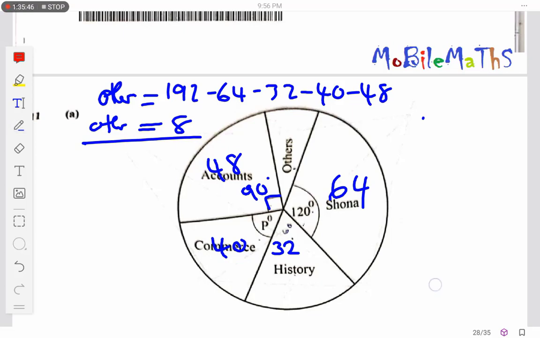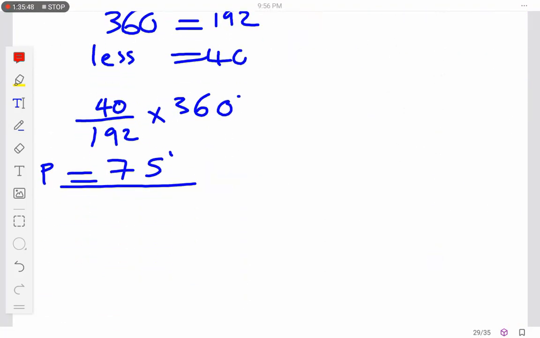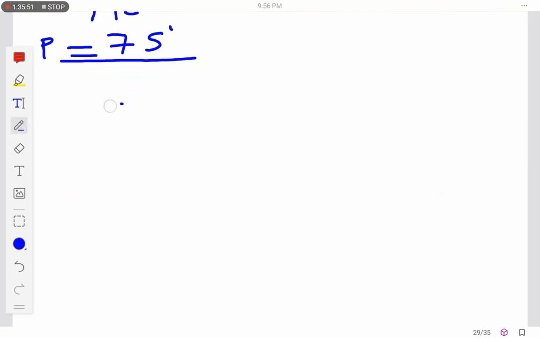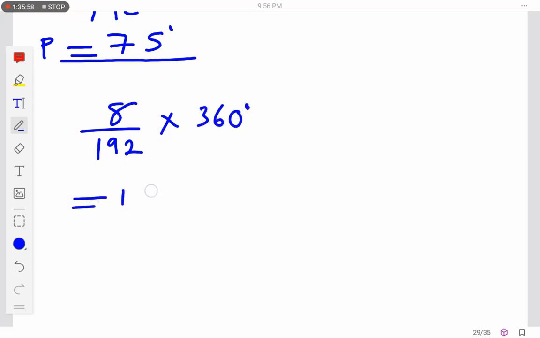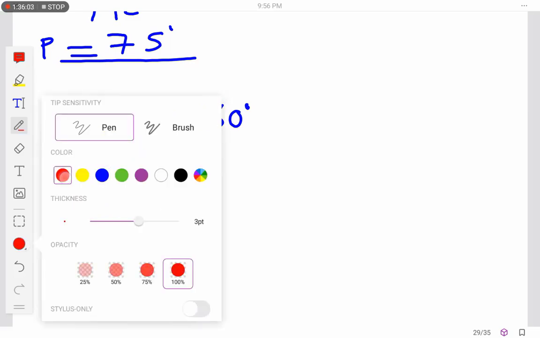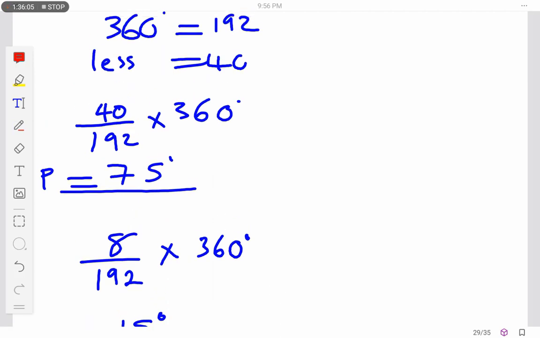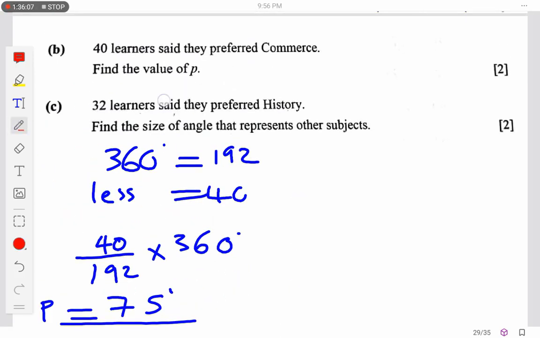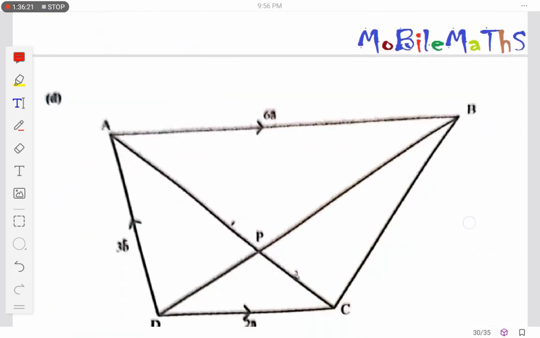Then for the angle, we do what we were doing for all the other questions. So we can say 8 over total 192 times the angle 360 degrees. Then we get our angle as 15 degrees. So that is how we find this. Or else, you could calculate the angle for this 32, then subtract all the other angles from 360, and you will still get 15 degrees. Okay, let's move on to the next question.